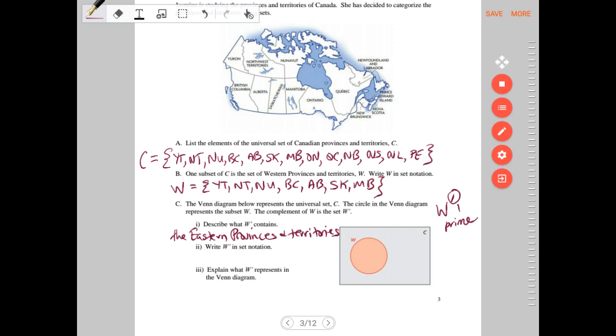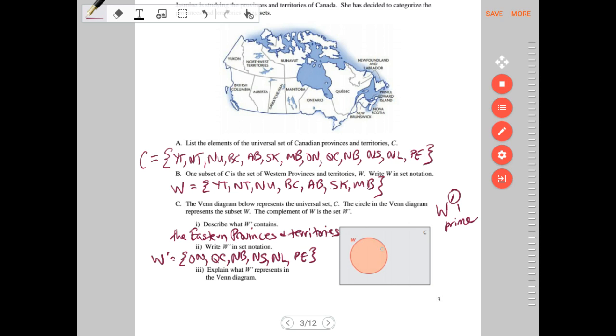Okay? Write W prime in set notation. So W prime equals, curly bracket, everybody else. So we have Ontario, we have Quebec, we have New Brunswick, we have Nova Scotia, we have Newfoundland, Labrador, and Prince Edward Island. Okay, explain what W prime represents in the Venn diagram.